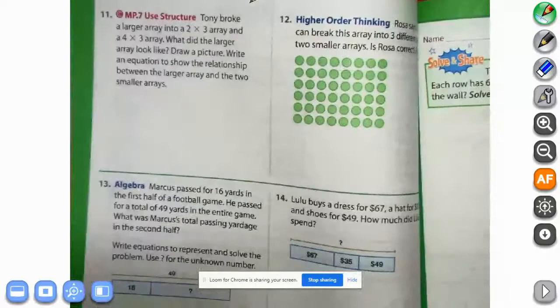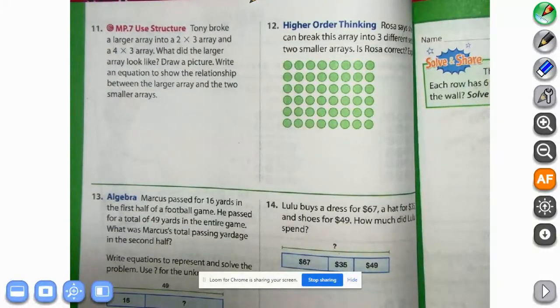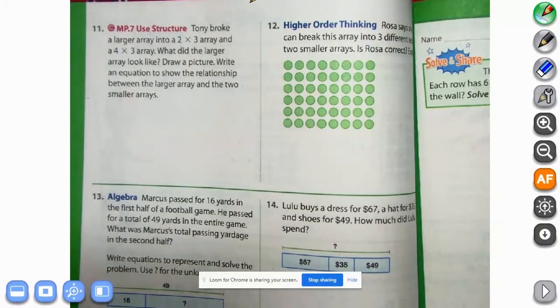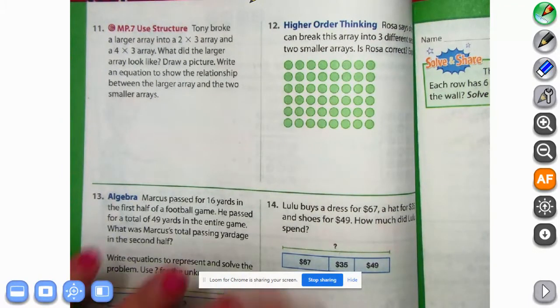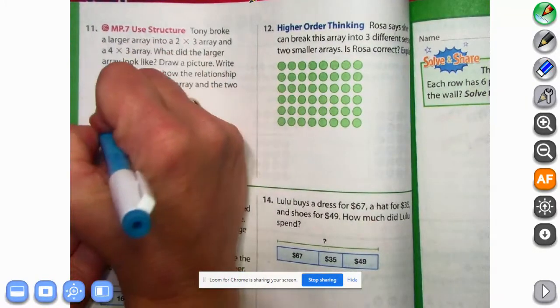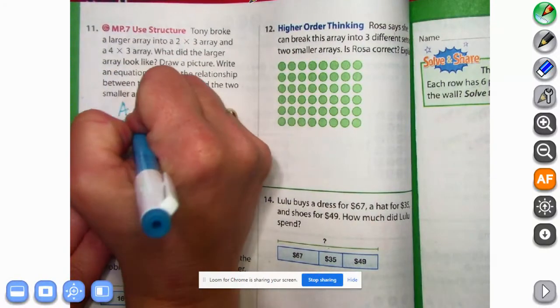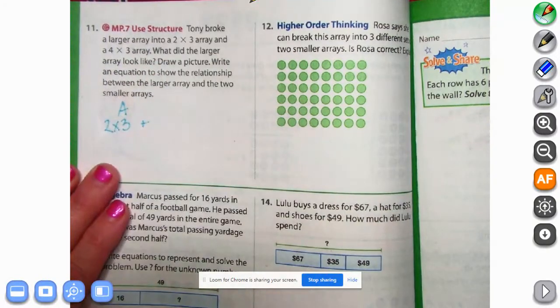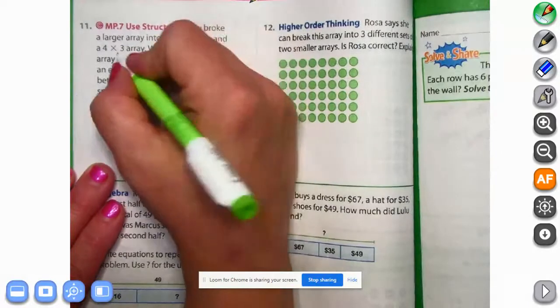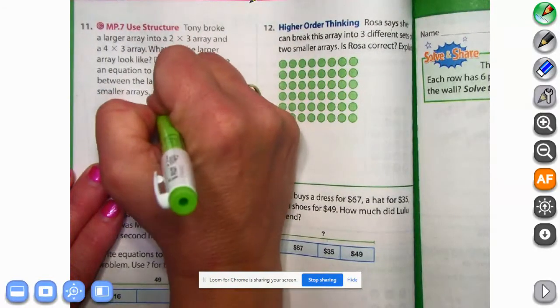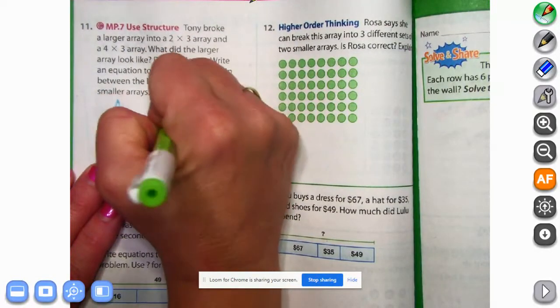On to the back side. All right. Number 11. Tony broke a larger array into a 2 times 3 array. So that's A. Is 2 times 3 plus a 4 times 3. The B is a 4 times 3.